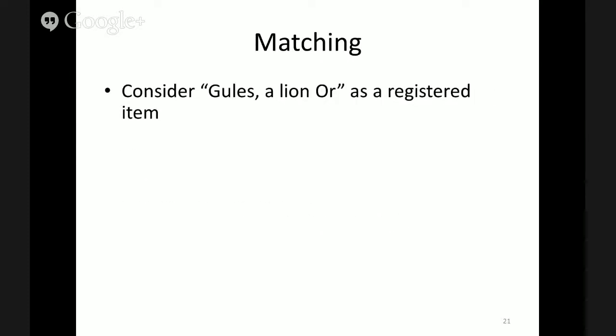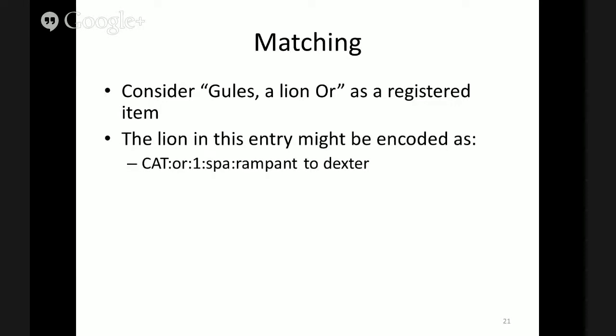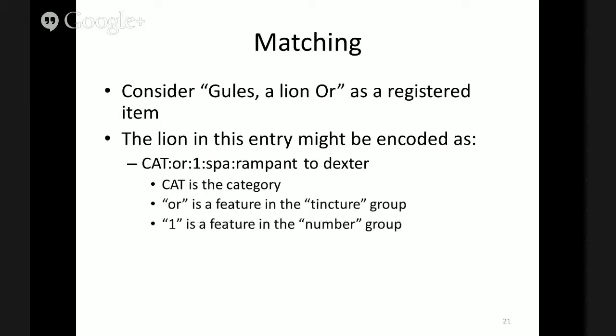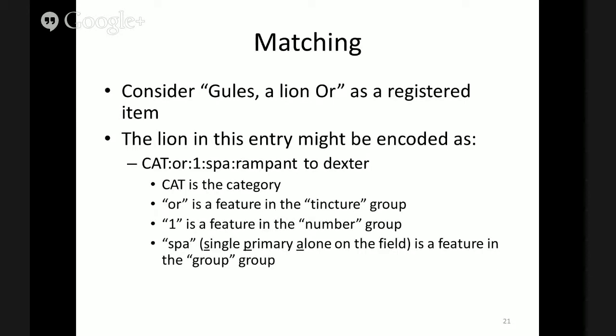So consider you have a registered item, gules, a lion, or. Okay, someone registered this in 1973. Or it was more likely gules, a lion, or is an important non-SCA heraldry of some sort. This is what the lion portion of it might be coded as. It would say cat, because the category for all felines is cat. Or, which is a feature, is the color. 1, there's just one lion. SPA, which means single primary alone on the field. And rampant to dexter is the posture.